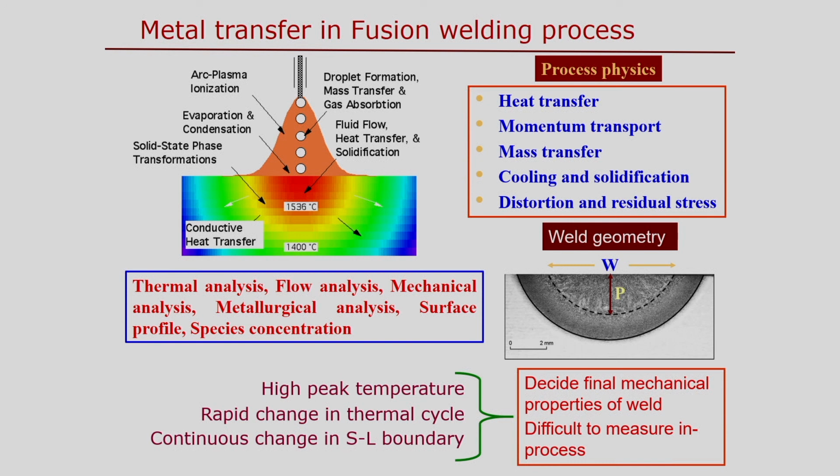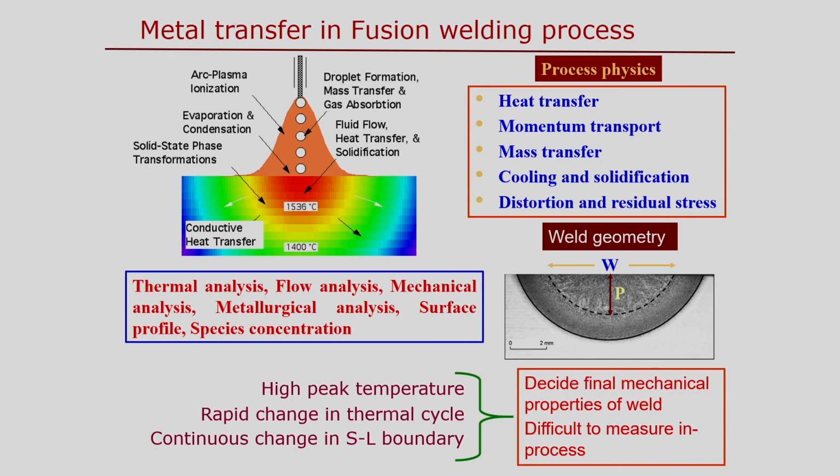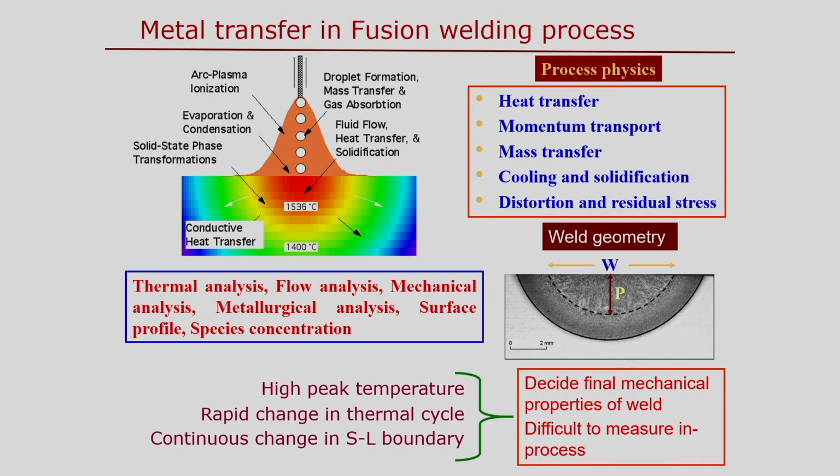Now, high peak temperature and rapid change in thermal cycle are mostly associated with the welding process, and there is a continuous solid-liquid interface, or boundary, change. All these phenomena are associated with the final mechanical properties, because we are interested in the mechanical properties of a weld joint after the welding process. But all these things are very difficult to measure in the process, because it is very difficult to track the solid-liquid interface during welding, and there is a continuous change in the thermal cycles and a very high peak temperature. All these phenomena are very difficult to measure by a simple experimental setup.